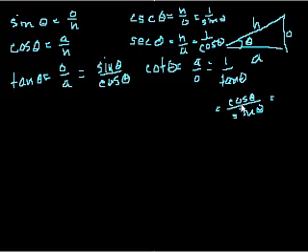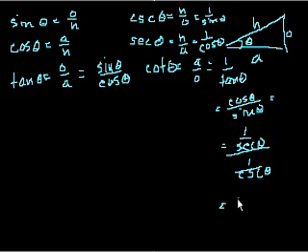So this is the same thing as 1 over the secant of theta over 1 over the cosecant of theta, right? And then that equals the cosecant of theta over the secant of theta.